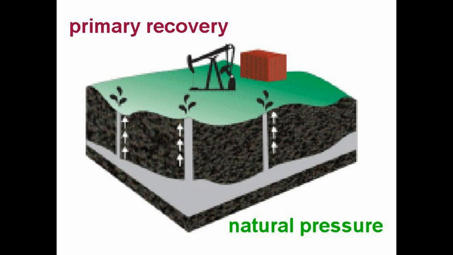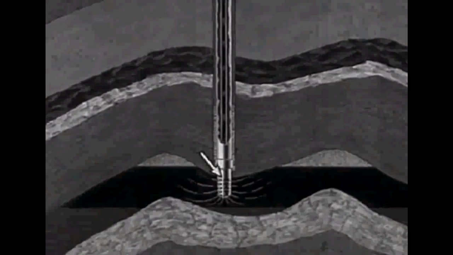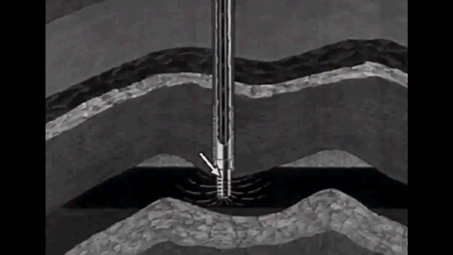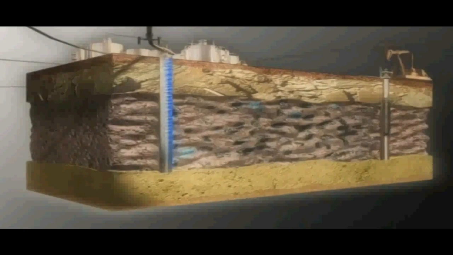The first stage is called primary recovery. It relies on the energy naturally found in the reservoir. Next is secondary recovery. In this process, various types of man-made energy are added to the reservoir after the reservoir's own natural energy used in primary recovery is used up or depleted.